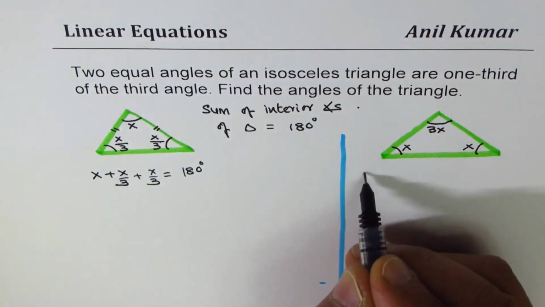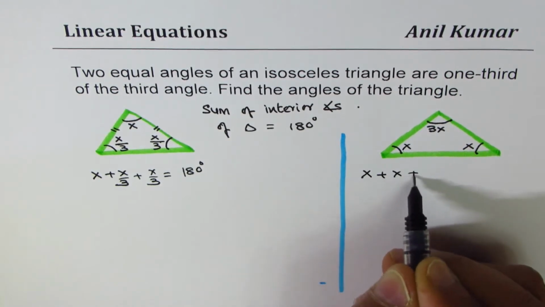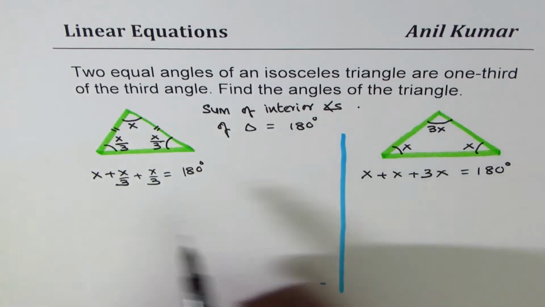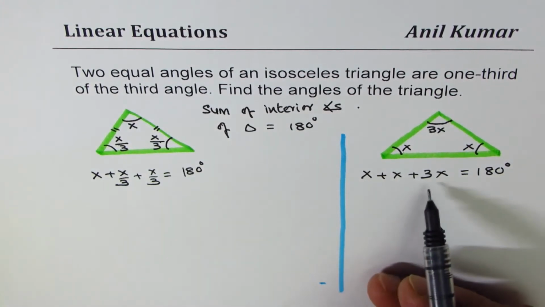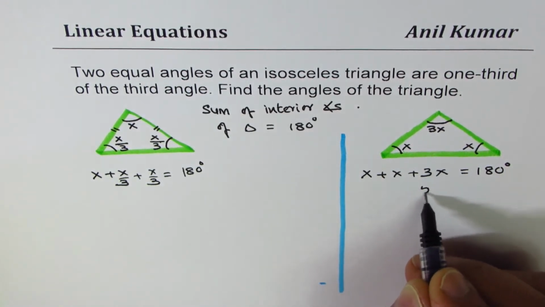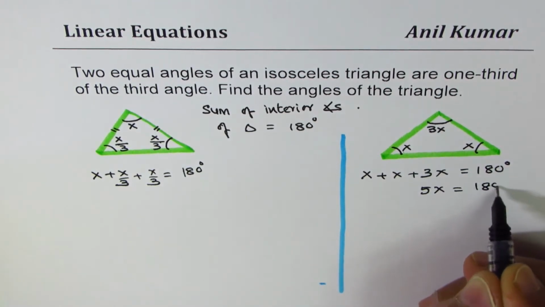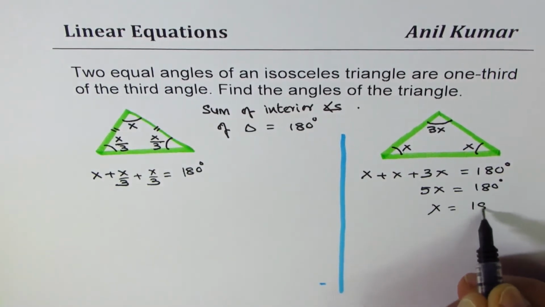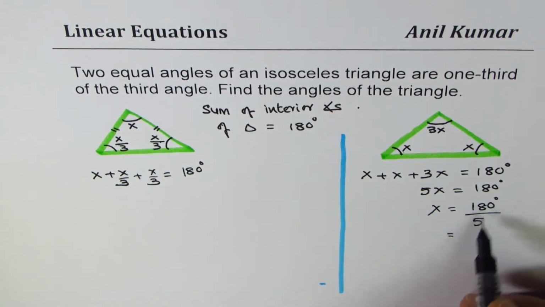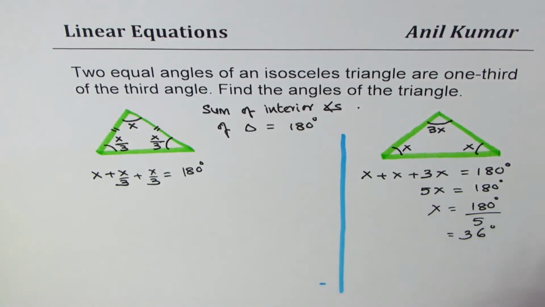Now in this case, we have to add x with x with 3x, and that is equal to 180 degrees. So which equation will you like to solve? Of course the right one, right? x plus 3x is 5x, so that gives us 5x equals 180 degrees. x is equal to 180 degrees divided by 5. You say 5 goes 3 times, and then we got 30, so 36 degrees, right? You could use a calculator. So we get 36 degrees.